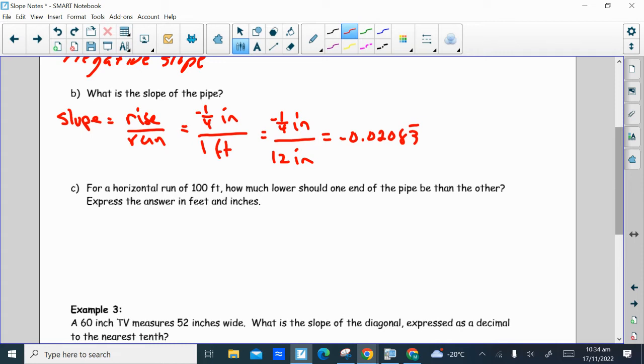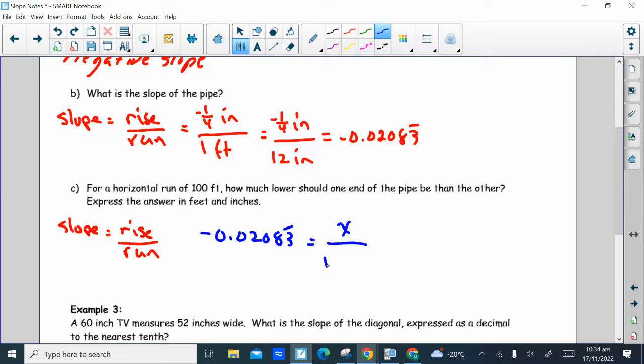If the horizontal run is 100 feet, how much lower should one end of the pipe be than the other? So in other words, this is asking us what the rise will be. Okay, we already have calculated the slope. Remember that slope equals rise over run. In this case, our slope is negative 0.02083 repeating. And we want to know what x, the rise, is if the run is 100 feet.